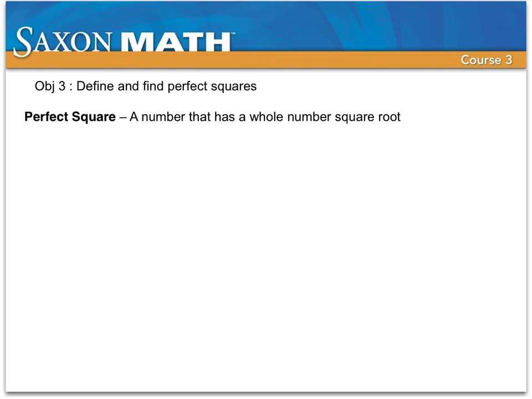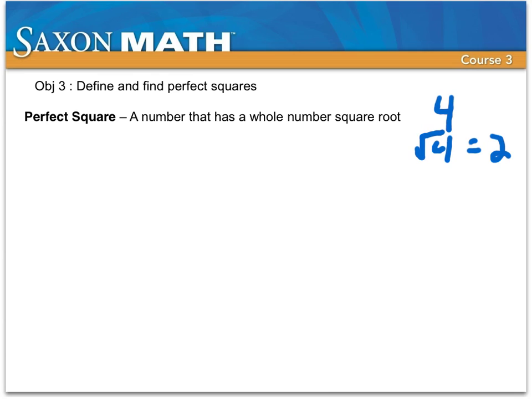Let's use 4, because I think 4 is a good example. 4 is a perfect square number. The reason 4 is a perfect square number is because you know what the square root is. The square root of 4, meaning what times itself gives me 4, is 2. 2 times 2 is 4. So that is a perfect square.